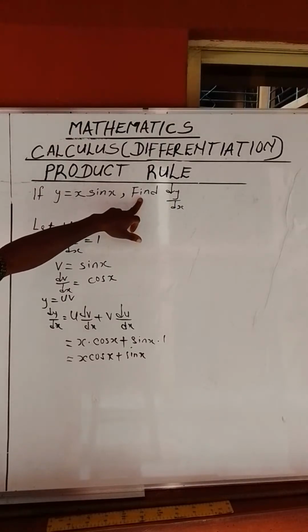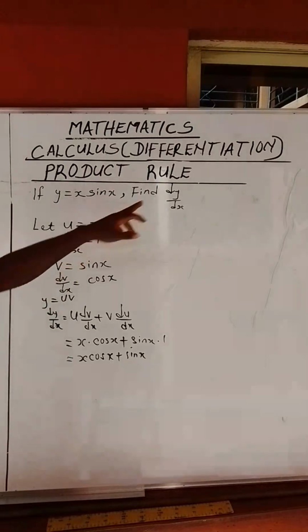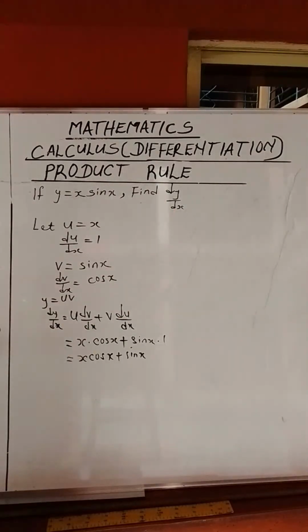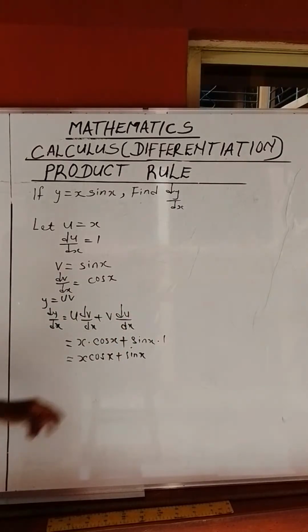Okay, and we are told to find dy/dx, which means we're told to differentiate y with respect to x. And how do we begin? There's no way we can do it except we bring in the product rule. The product rule states that if y equals u times v, then dy/dx is: repeat the u and differentiate v with respect to x, plus v, keep the v, then differentiate the u with respect to x.